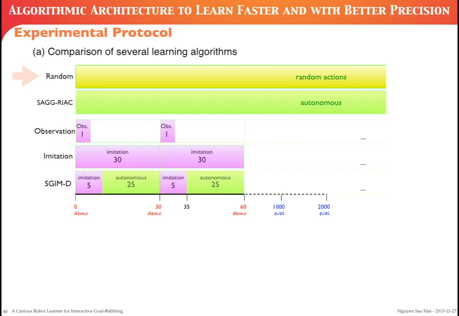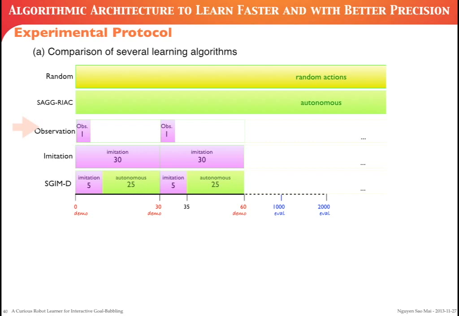Also, to assess the performance of our algorithm, we try to compare it with several other sampling modes. So the baseline is a random sampling where the agent selects random policies and learns with a learning algorithm. The second one is called SAGRAC. It's an algorithm for learning with intrinsic motivation and with goal-oriented sampling, which has been proven to be quite good in high-dimensional and continuous spaces.